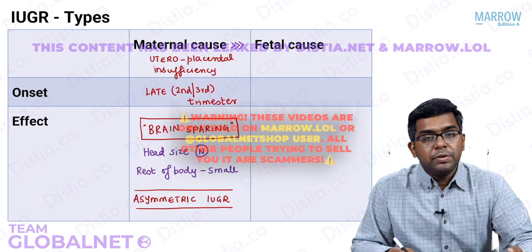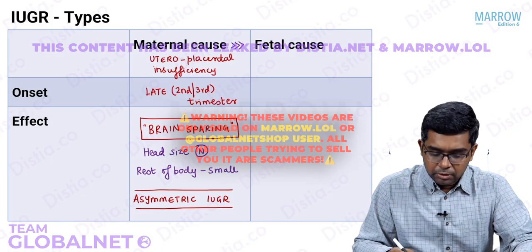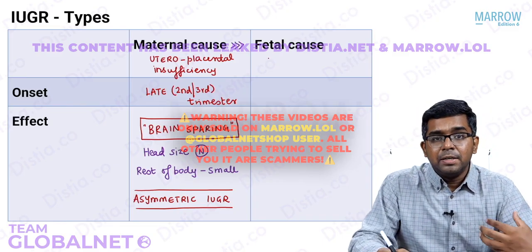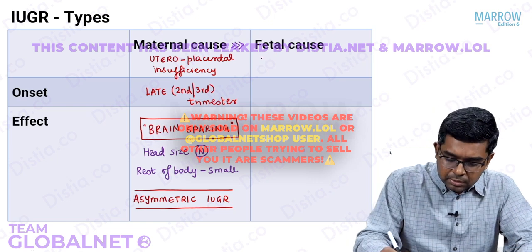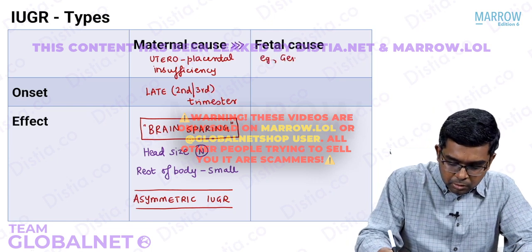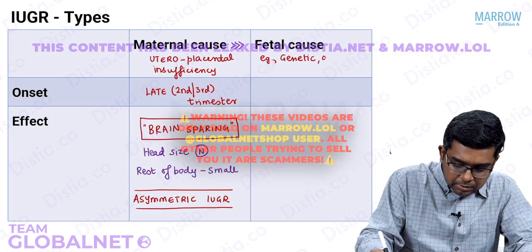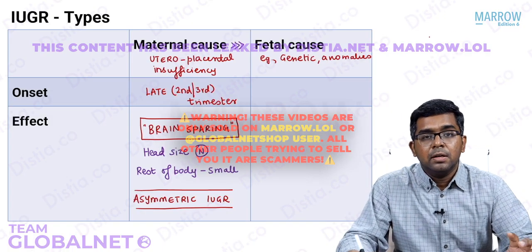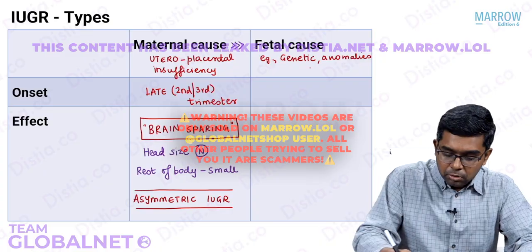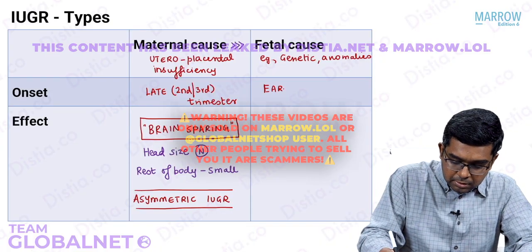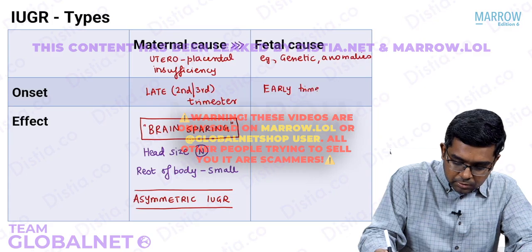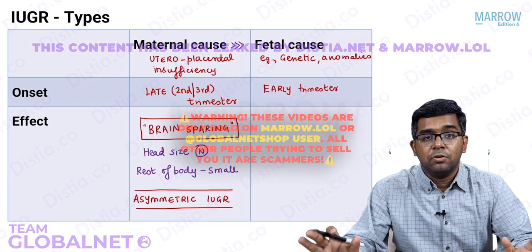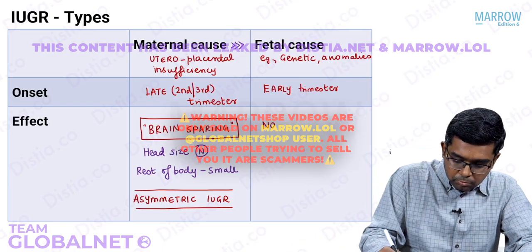Moving on to the second cause, which is the fetal cause of IUGR. In this particular condition, the disorders could be in the baby itself. For example, some genetic defects in the baby, or anomalies in the baby could be associated with a fetal cause of IUGR. Now, this type of IUGR will have an onset in the early trimester. Early means first trimester itself, it would have an onset. Because the IUGR starts very early in the gestation, there is no time for brain sparing. So, there is no brain sparing effect.